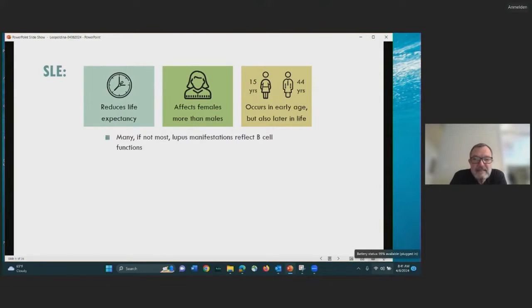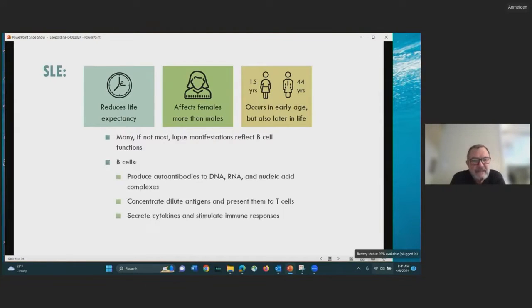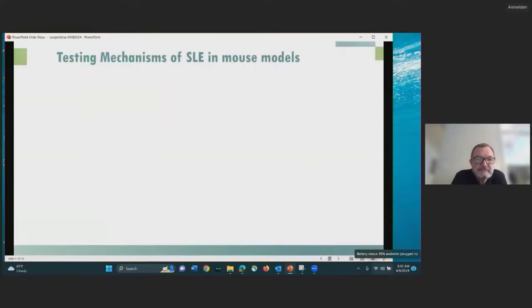So in many cases, it could reasonably be argued that lupus manifestations reflect B cell functions, namely because B cells produce the autoantibodies to DNA, RNA, and nucleic acid complexes that are so common in lupus. They also concentrate dilute antigens and present them very efficiently to T cells, and they can secrete cytokines and stimulate immune responses. And therefore, for quite a while, many people have been arguing that B cell depletion would be a potential therapy for lupus.